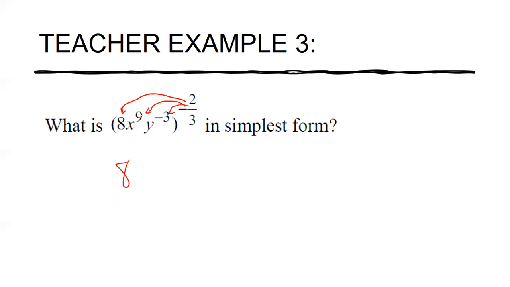So I have 8 to the -2/3. And then I have x, 9 times -2/3. And then a y, -3 times -2/3. I'm going to simplify my exponents. So 8 to the -2/3.